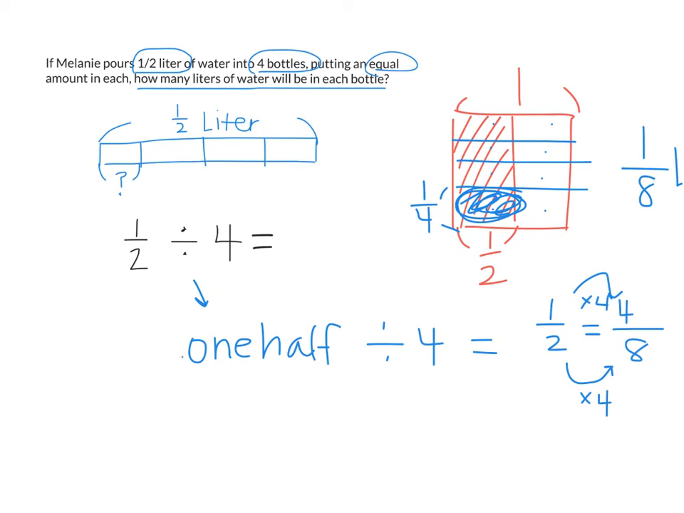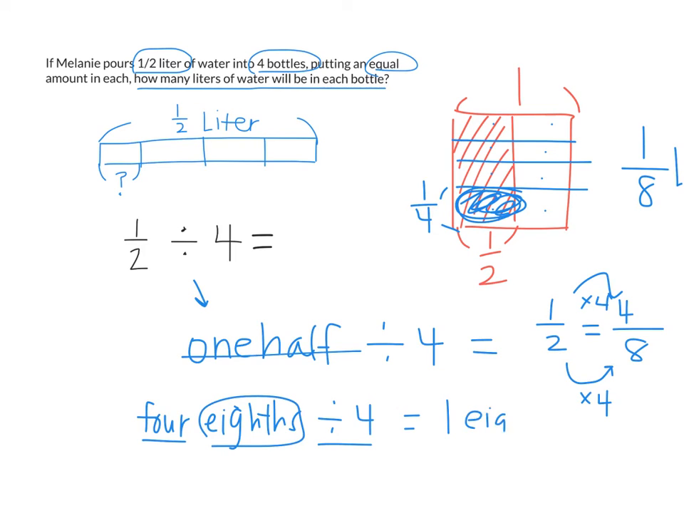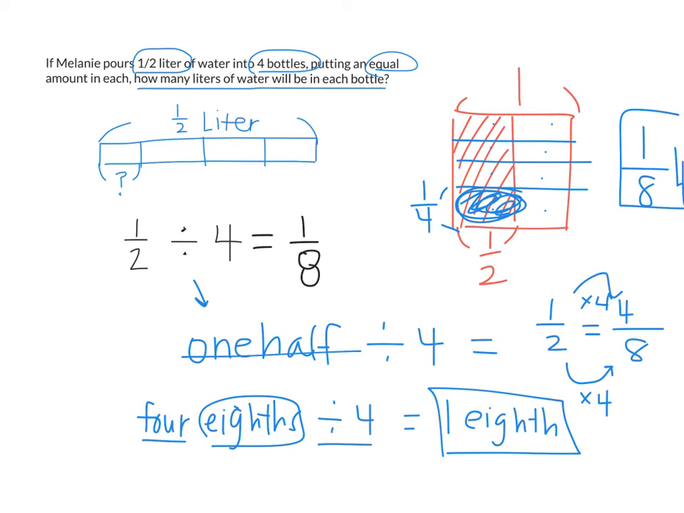So instead of writing 1/2 divided by 4, I could write 4/8 divided by 4. Well, then I can think 4 divided by 4 is 1, and my units are eighths. So 1/2 divided by 4 is equal to 4/8 divided by 4, which is 1/8, which again is the answer we get. So therefore, 1/2 divided by 4 is 1/8. And going back to my question, how many liters of water will be in each bottle? The answer is 1/8 of a liter.